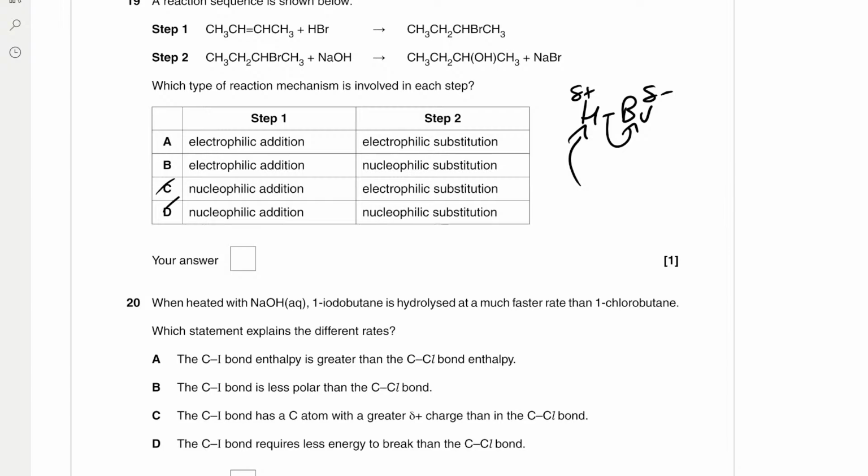And then step 2, we have a nucleophilic substitution, because our NaOH is going to form OH minus nucleophiles, which are going to attack the delta positive carbon on the carbon-bromine bond, which will remove that bromine atom, and that will go and react with the Na plus which is formed, and that will replace it with the OH group by nucleophilic substitution.